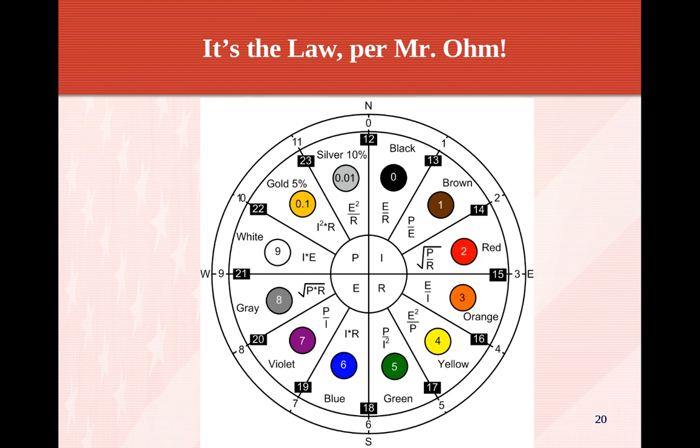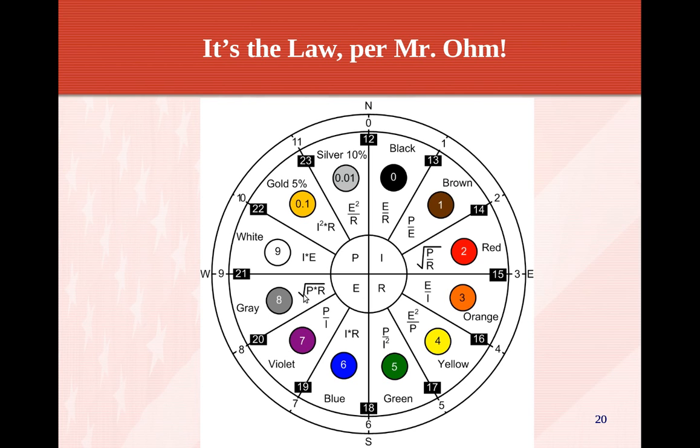And this is the full magic circle for Ohm's law. If we want to solve for, let's say, P, P is equal to I times E. P is also equal to I squared times R. P is equal to E squared over R. If we want to find I, I is equal to E over R. I is equal to P over E. I is equal to the square root of P over R. We have R is equal to E over I. R is equal to E squared over P. R is equal to P over I squared.